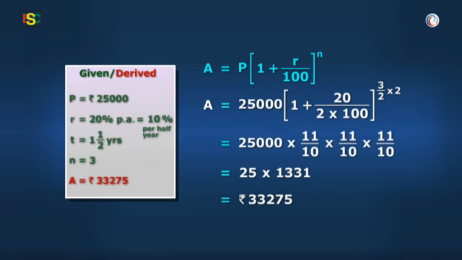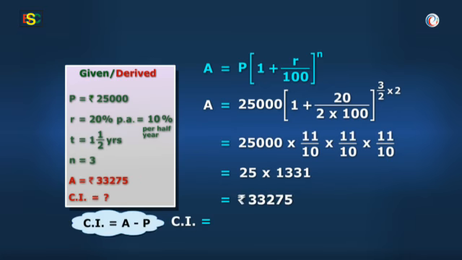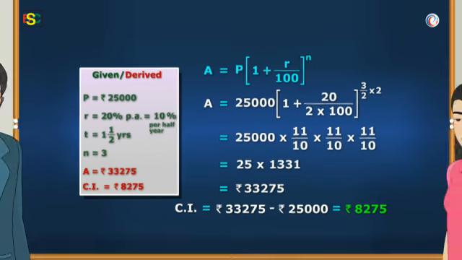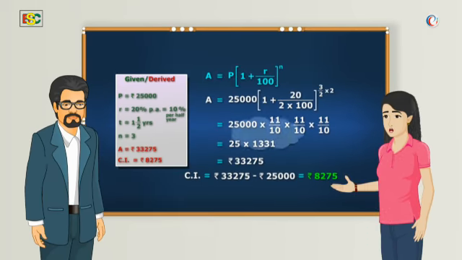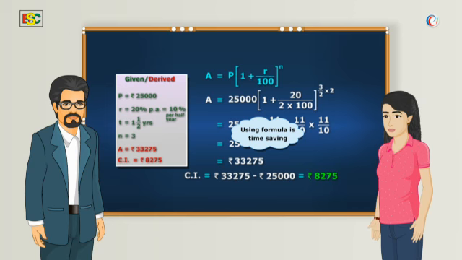Baba, amount is 33,275, and so compound interest will be 33,275 minus 25,000 equals 8,275. Baba, using formula is really time saving.